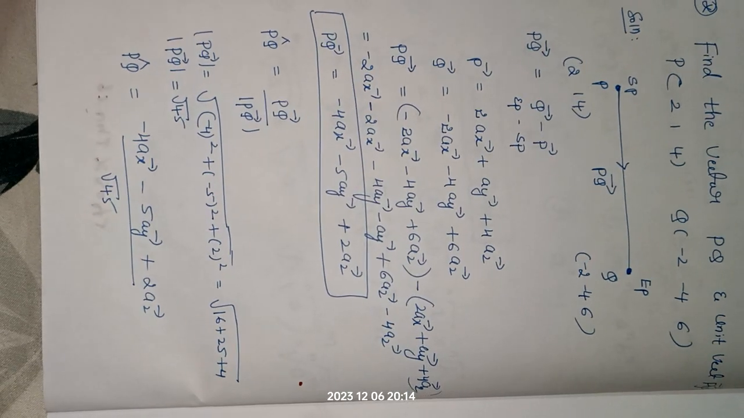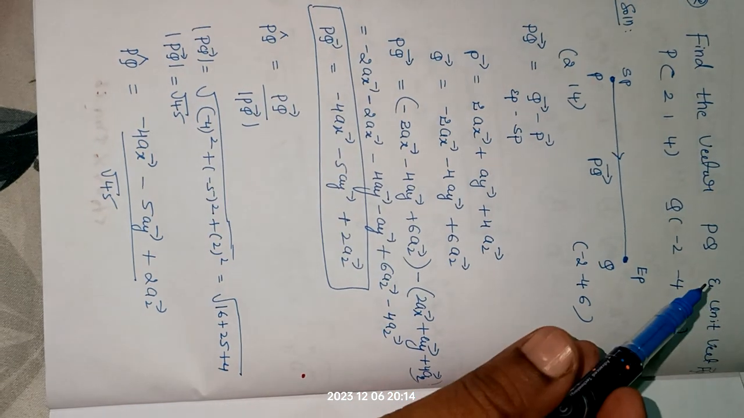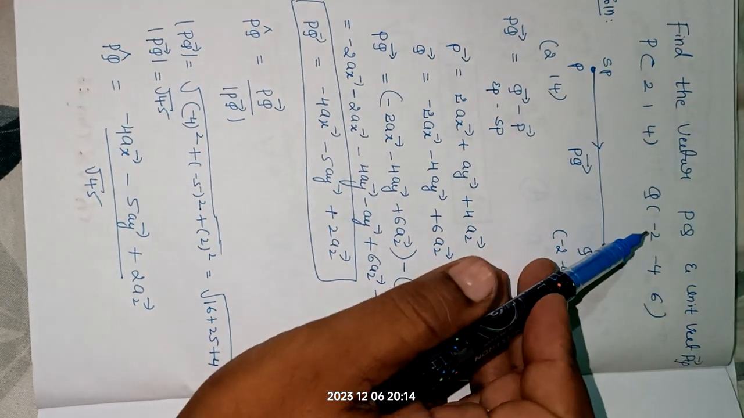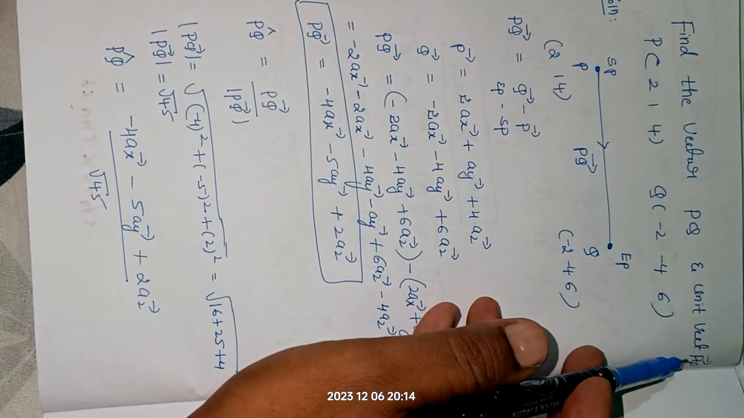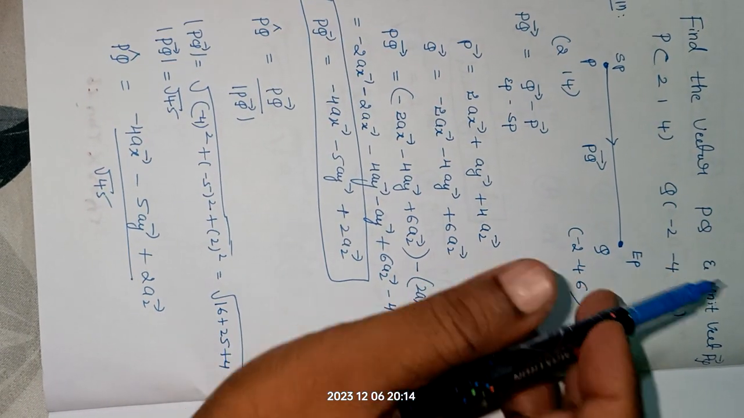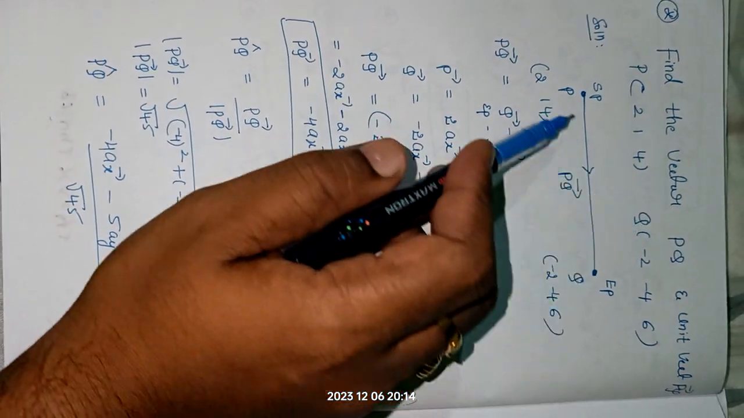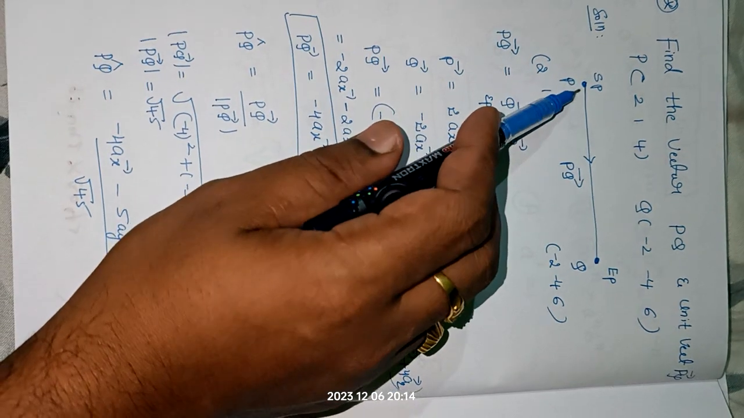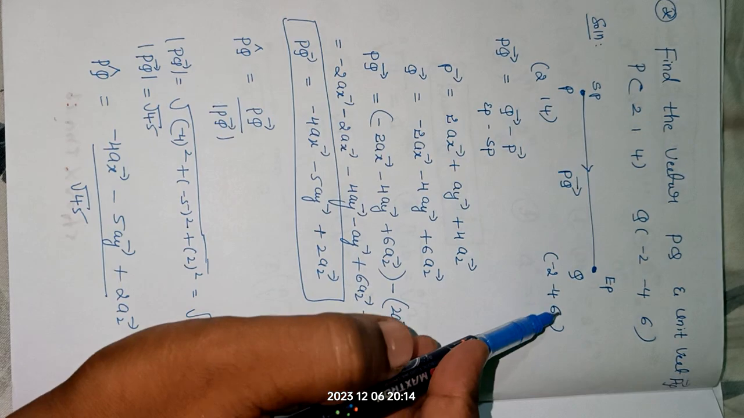Okay, let's solve two problems on vectors with respect to position vectors, distance vector, and the distance and unit vector. Find the vector PQ and unit vector PQ. First of all, they will be giving points P and Q. So P and Q they have given. Draw like this. P is the starting point (2, 1, 4). Q is the ending point (-2, -4, -6).